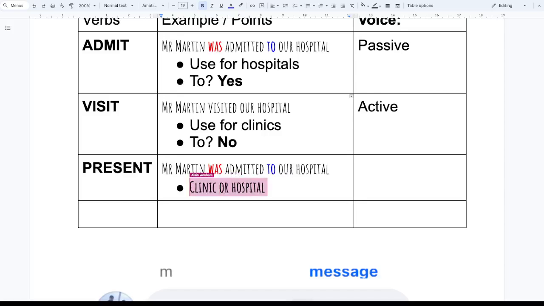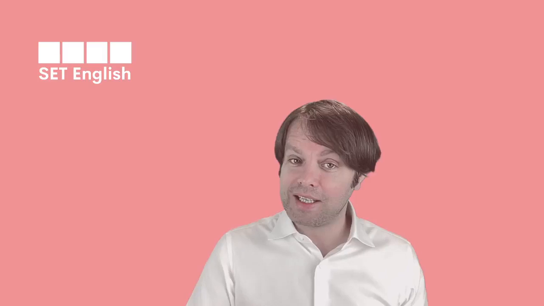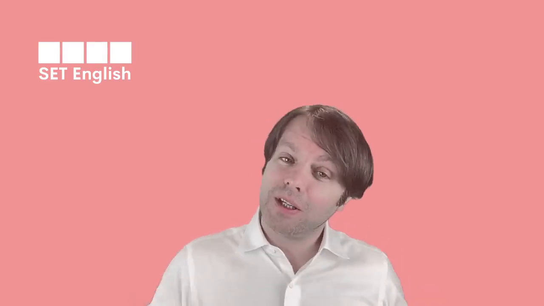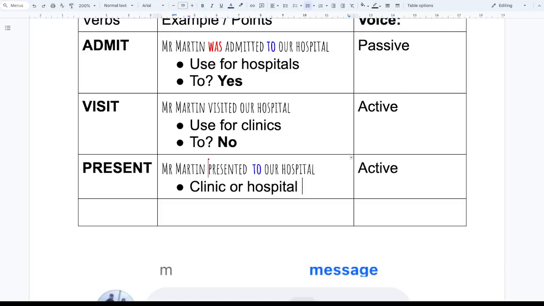Is it active or is it passive? Type in the chat box if you think you know. Is this active or is it passive? Answer, this is active. Okay, so we're not going to say was presented. No. We're going to say presented. This is in OET. I'm not saying that you can never say that. I'm talking just about OET now. Going into hospitals, going into clinics, okay? I'm not talking about everything, just that, okay?